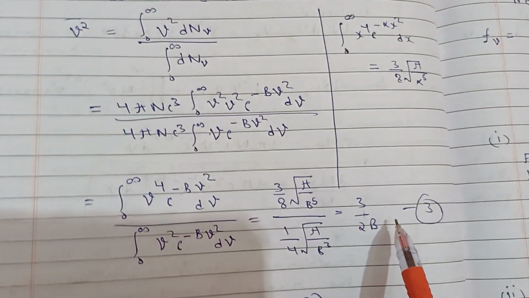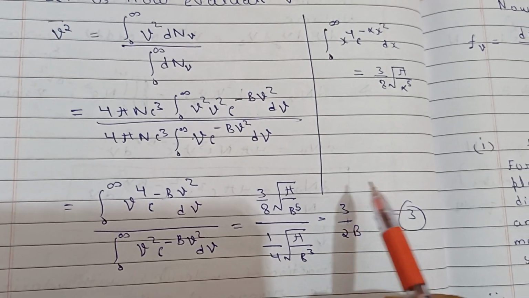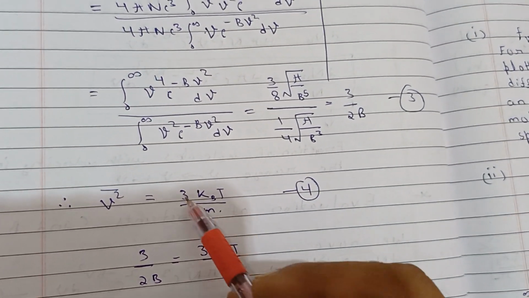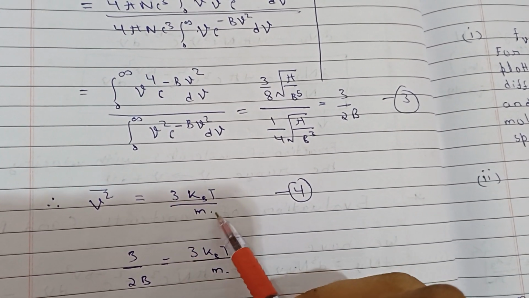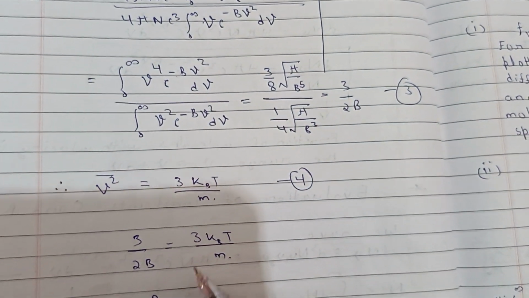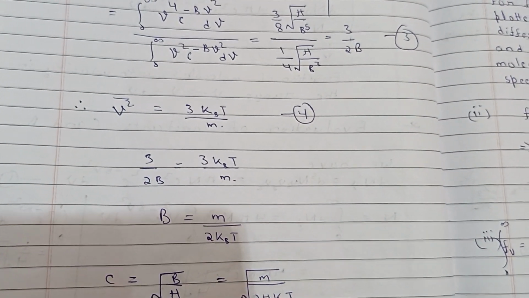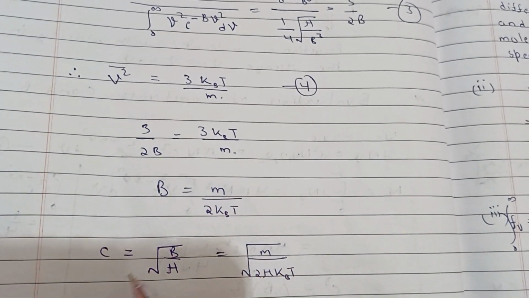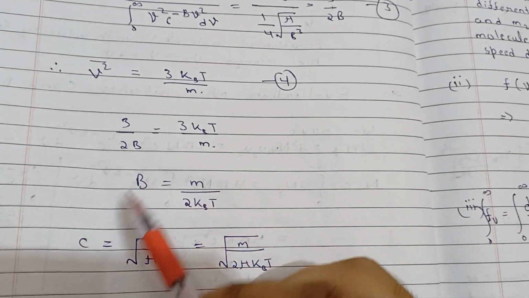Now this is your mean square speed, and from the kinetic theory of gases, you remember the result for the root mean square speed: the square will give you 3kT/m. So this will be equal to this 3 upon 2b. From here b will be m upon 2kT. Now you have the value of b, so c will be √(b/π). You have b and c now.